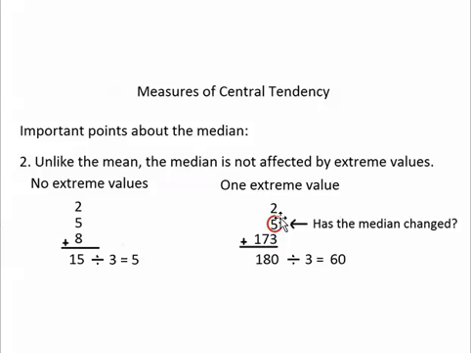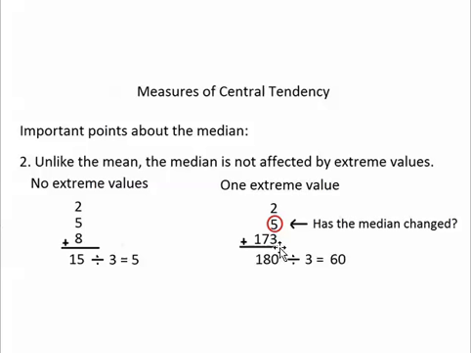So whether the highest value is a regular number like this or an extreme number like this has no effect on what the middle value is. So that's why an extreme value doesn't have such of an effect on the median.